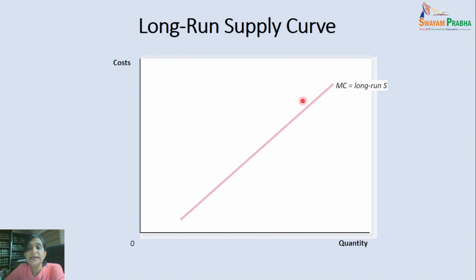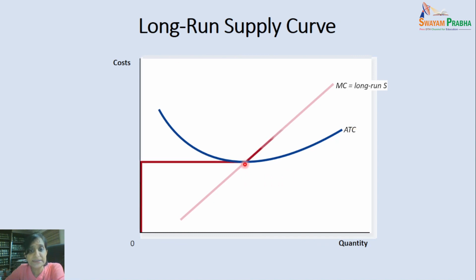Let's see this. Let us say this MC, this light pink line, is your marginal cost curve. This is your average total cost in the long run. The minimum is at this point where MC is equal to AC. So this red line, which is rising, is your long-run supply curve. If the price falls below this point, the firm will not be producing.